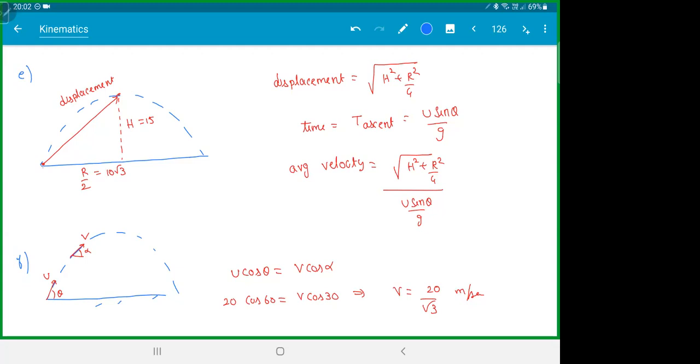Can I go ahead? All clear with this? Vivan, clear with this so far? Yeah. Anshul, Ali, got it? Turning the page.